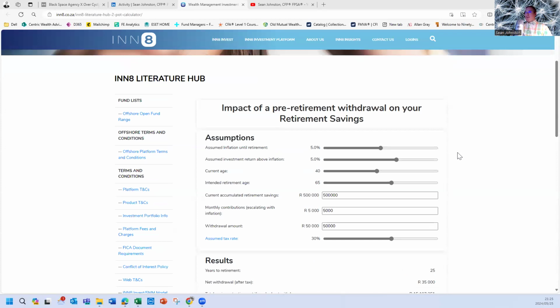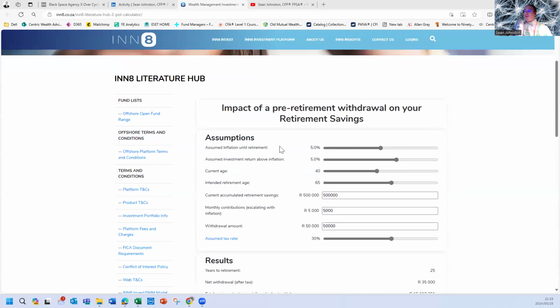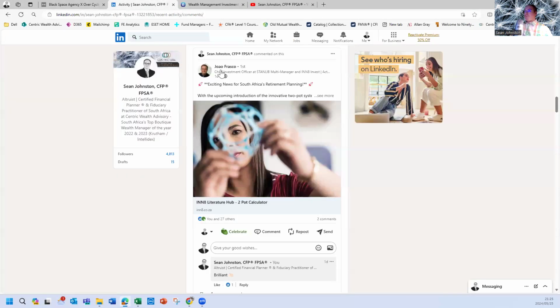Right, so I've just pulled up the calculator. Innate is the DFM for Liberty or Stanlib. I think it's for everyone, to be honest with you. Very, very good company. This is their calculator, which they've created. I got this from their chief investment officer, Joao Frasco. He's a really smart guy.